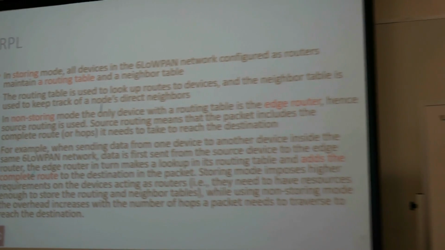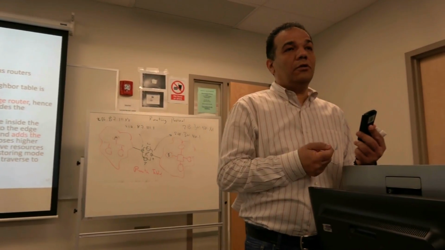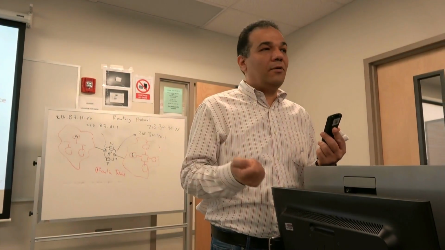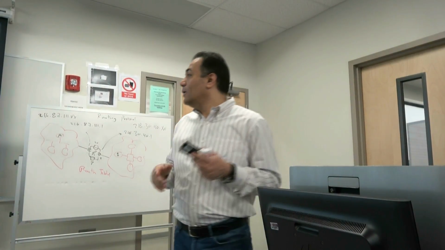That means any communication has to go through the edge router. Why? Because the edge router is the only device that has the map. The traffic has to go up to the edge router and then be sent.